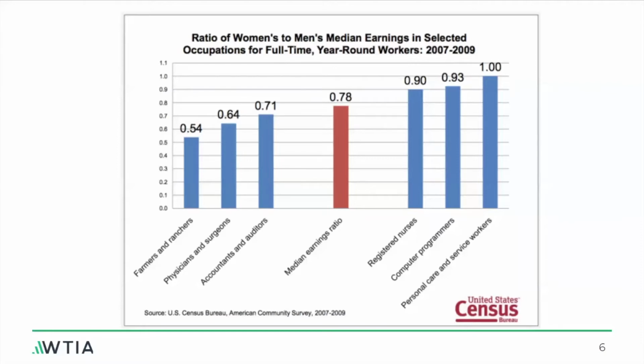Oh, of course, yes. So at the very bottom, if it's hard to see, from left to right, we have farmers and ranchers, physicians and surgeons, accountants and auditors. Again, the median in the middle, which is the general average of all industries. Then registered nurses, computer programmers, and personal care and service workers on the right-hand side.